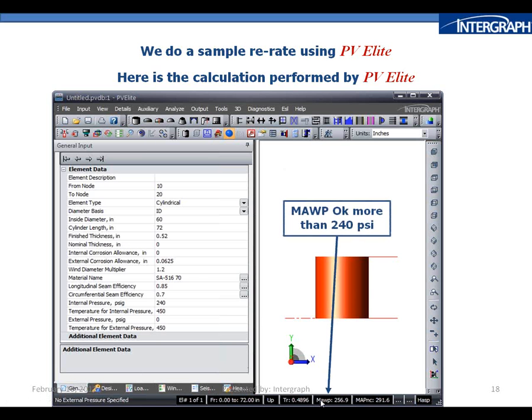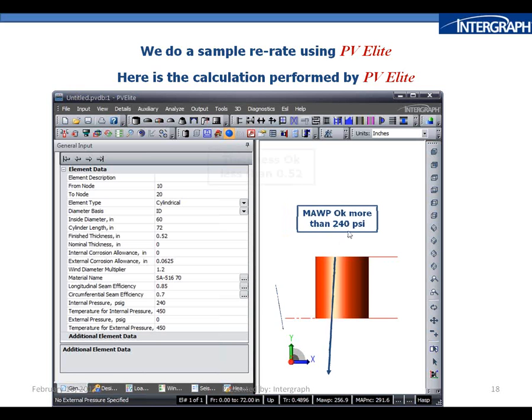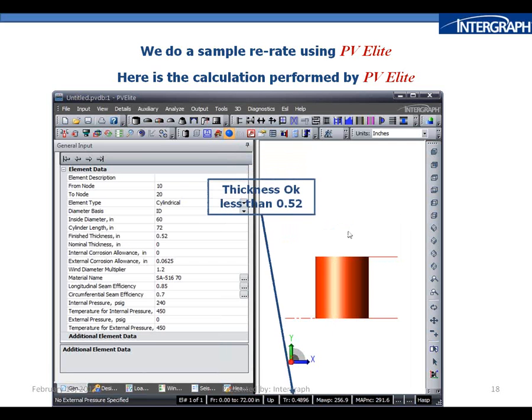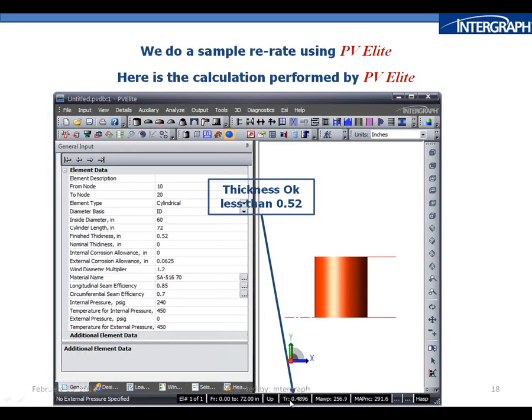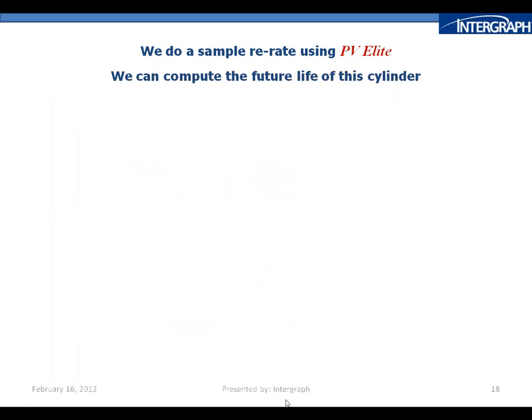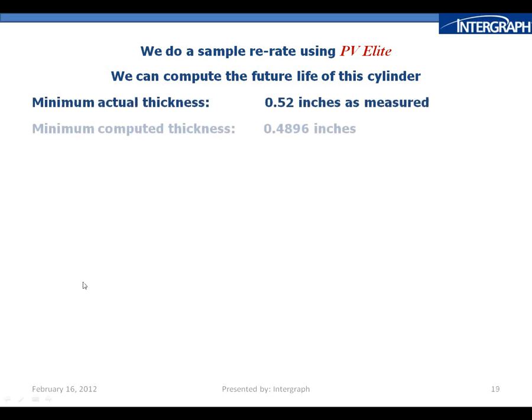So we got the MAWP. Now it's more than 240 psi, which we require. The thickness is okay. It's less than 0.52. So we have a little bit of extra material available to us. So we now can compute the future life of this cylinder. Let's have a look at this very, very simple calculation.